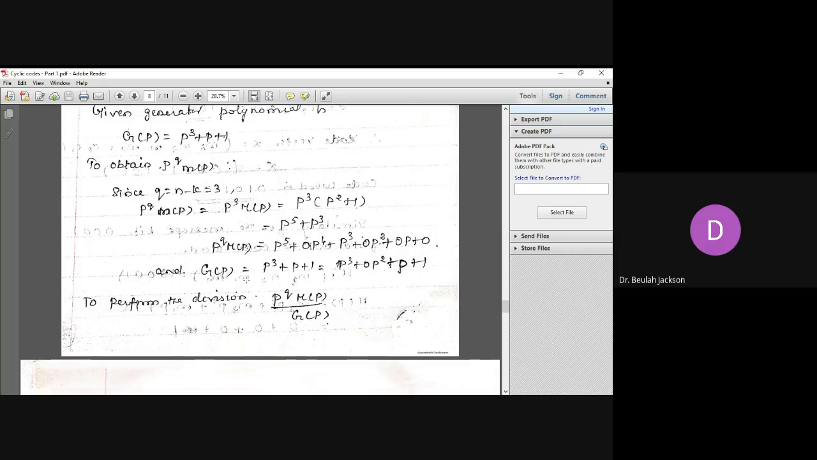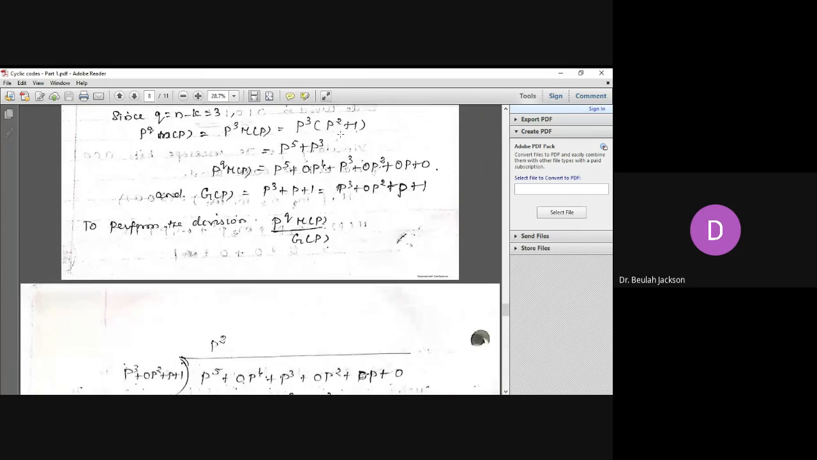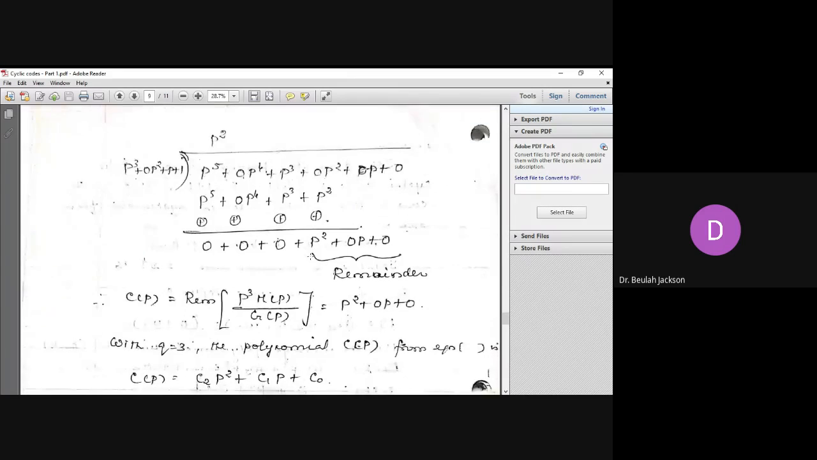Just multiply this: p cube into p square plus 1. We'll get p to the power 5 plus p to the power 3. Whatever the order is left out, we must write it in order, so that whatever coefficient is not available, we take it as 0. Then g of p is already given, p cube plus p plus 1. Then we have to perform the division, that is p to the power q into m of p divided by g of p. Just do the division.